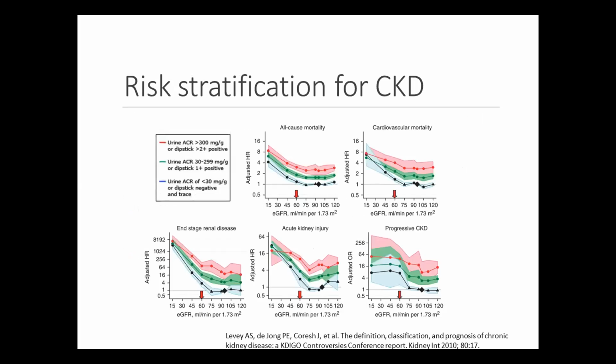This is a figure that shows the relationship of GFR and albuminuria to overall mortality, cardiovascular outcomes, as well as kidney outcomes of end-stage renal disease, AKI, and progressive CKD. So you can see that at lower GFRs below 60, and certainly at GFRs below 30, the risk for all of these outcomes goes up. And if you look at the different proteinuria cutoffs as well, with every gradation of increase in proteinuria, the risk is also higher.